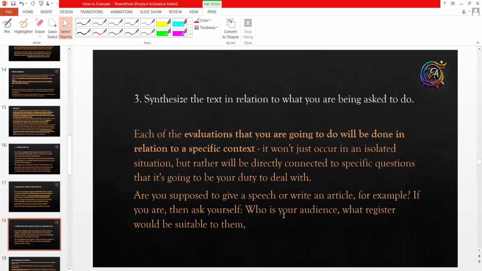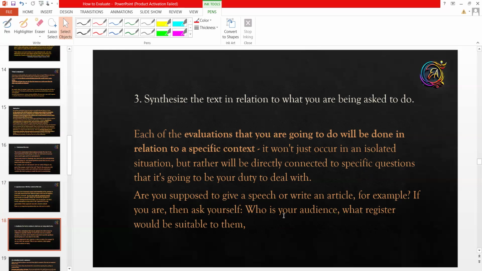Synthesize the text in relation to what you are being asked to do. The evaluation that you are going to do will be done in relation to a specific context. Okay, you are not going to evaluate each and every point. You are not going to counter argue on each and every point. There may be a few points where you agree with the writer.